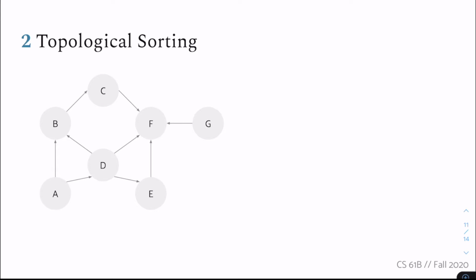Okay, so in finding a topological sort, there's two main approaches that both work. One is more general and one is quicker. The more general one is that if you take the depth first search post order of any graph and then you reverse it, you will automatically get a valid topological sort. So we can try that first.